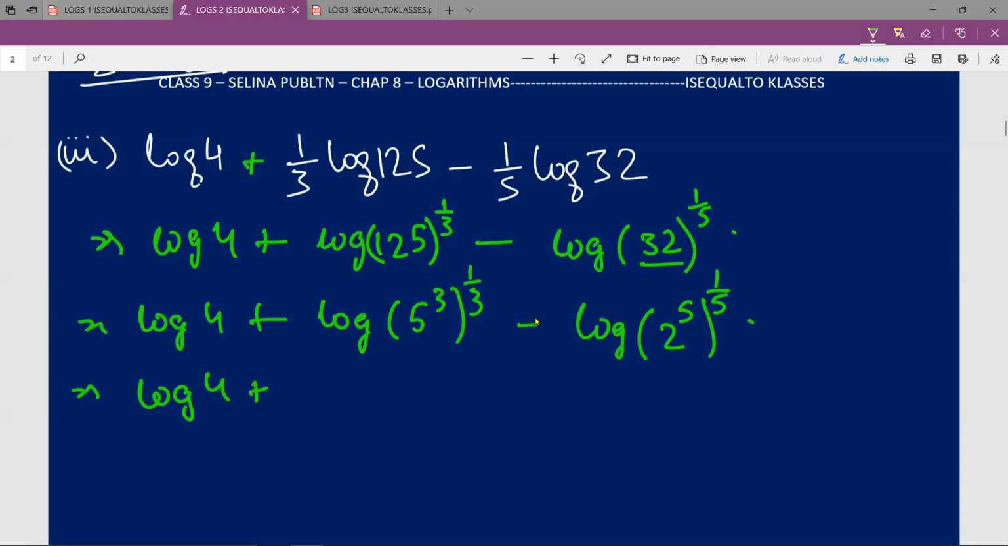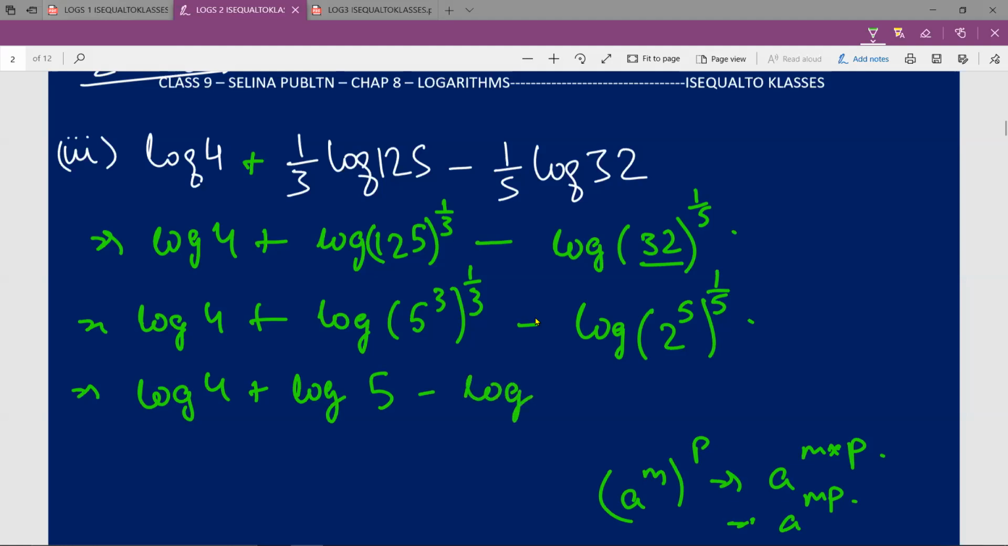According to the index law, the exponential law, a to the power m and the exponent outside the bracket, I could assume it as p. So this will be equal to a raised to the m into p, which will be a raised to the mp. Don't make any double meanings. So now I could write this as log of 5 to the power 3 into 1 upon 3, which would be 1. So I could simply write this as log of 5, minus log of 2 raised to the 5 into 1 upon 5, which would be 2 raised to the 1, and simply I could write it as 2.